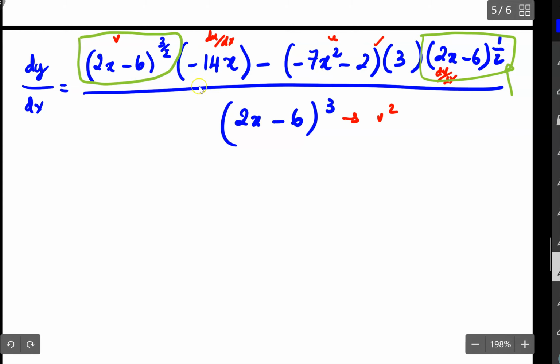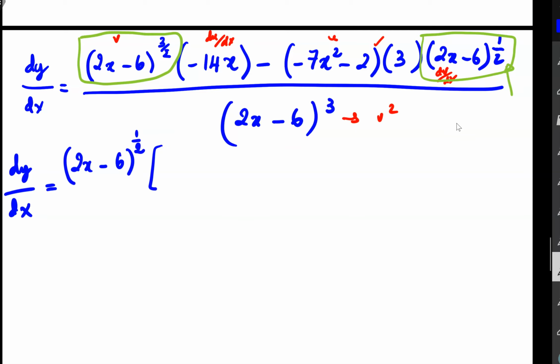So between 2x minus 6 raised to exponent 3 over 2 and 2x minus 6 raised to exponent a half, the trick that I showed everyone in the previous video is that you factor out the one with the lower exponent. A half is smaller than 3 over 2, so I will factor that out. So now dy over dx will be equal to 2x minus 6, and then I take out the one with exponent a half, and let's see what I have left in the brackets.